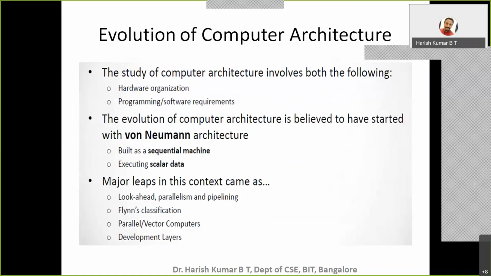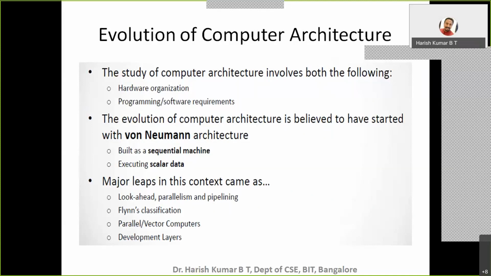Now, evolution of the computer architecture. Computer architecture involves both hardware architecture and software. The hardware organization has evolved, and programming-wise, software-wise also, it has evolved. Initially, the computer architecture was based on the Von Neumann architecture. The computer systems based on this architecture are sequential machines. That is what I explained in the very beginning: three computing styles, sequential computing, concurrent computing, and parallel computing. They perform the computation sequentially, one after the other, executing scalar data. That means one instruction can perform execution only on one data.